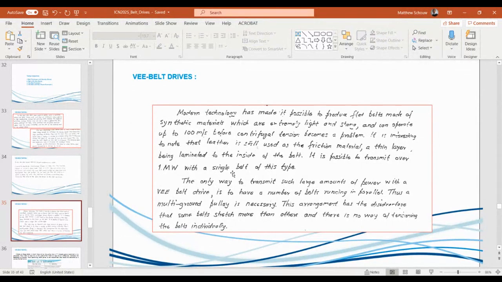It is interesting to note that leather is still used as a friction material, a thin layer being laminated inside of the belt, right? And therefore it's now possible to transport over 1 megawatt with a single belt. That's fantastic. So the only way to transmit large amounts of power with a V-belt drive is to have a number of belts running in parallel. That's why a multi-groove pulley is necessary. This arrangement has the disadvantage that some belts stretch more than others, but there's no way of tensioning the belts.